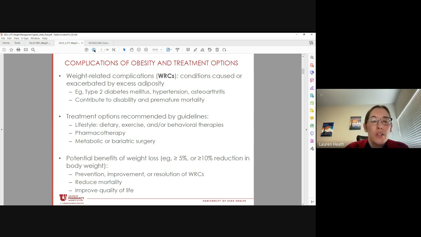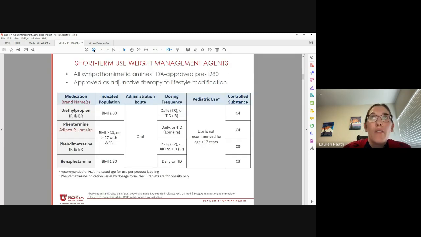Because obesity contributors are multifactorial, experts generally recommend addressing structural, social, and economic contributors to obesity in addition to individualized treatment. Benefits of weight reduction among people with obesity can include prevention or improvement of WRCs, reduced risk for premature death, and improvement in quality of life. Weight reduction of 5% or more is a common treatment goal, yet benefits tend to increase with greater weight loss from baseline. So we reviewed 9 approved medications indicated for weight management.